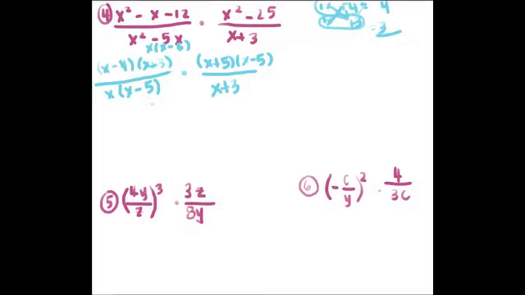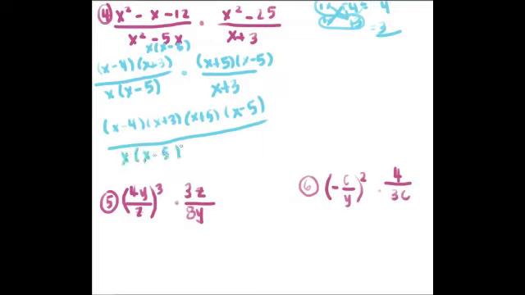Let's just combine everything on the top into one fraction. So I have an x minus 4 times an x plus 3 times an x plus 5 times an x minus 5. Okay, and then on the bottom of that, what do I have? I have an x, I have an x minus 5, then I have an x plus 3.